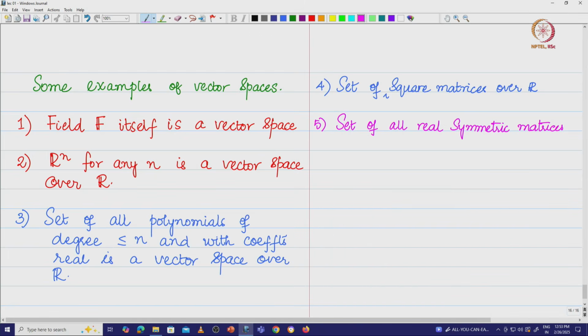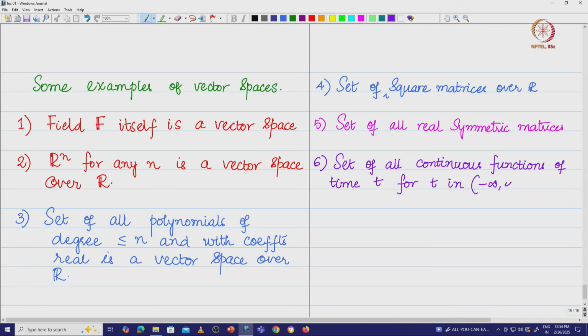You also have the set of all continuous functions of time t, let us say for t in minus infinity to infinity, defined over R.